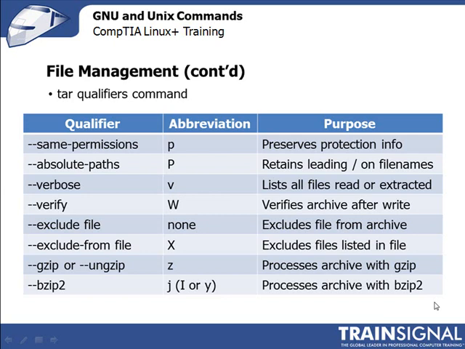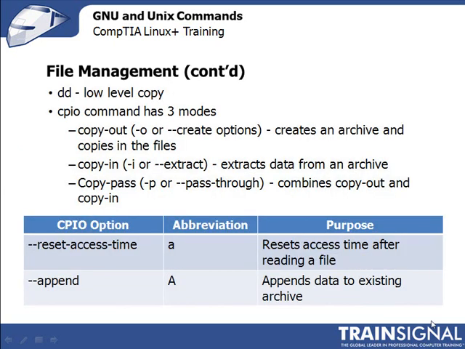Let's move on to the dd and cpio commands. The dd command lets you archive a file system at a low level, which means you can copy a whole partition or a disk like a CD-ROM. This will probably come in very handy at some point in your career. The format is simply dd if=file of=file, where if stands for input file and of stands for output file.